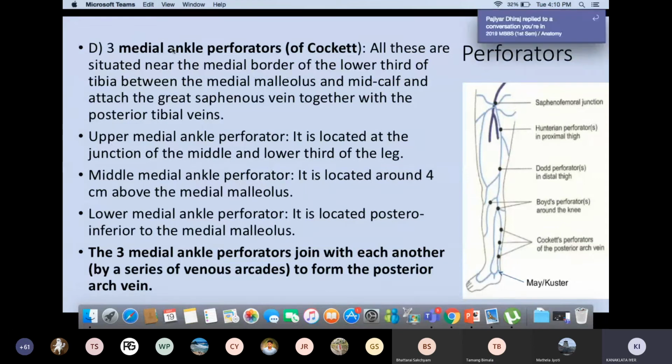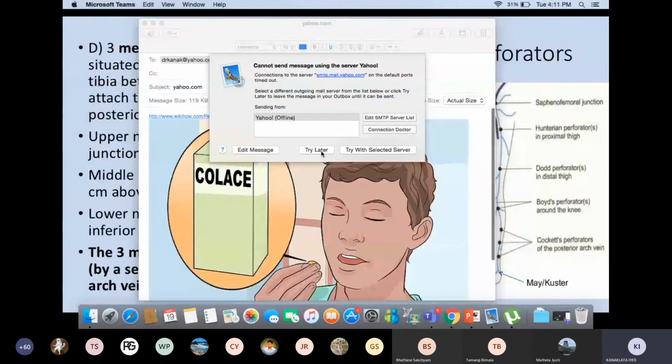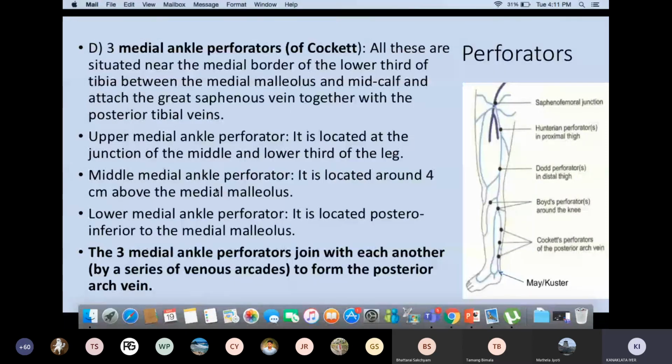So now the three medial ankle perforators, you can again describe as upper medial, middle medial and the lower medial. Now the lower medial is located posteromedial to the medial malleolus. So it will be here, medial malleolus, then the middle one, 4 centimeters above the medial malleolus. That is the second one, and the upper one is the third one, lying just above the junction of the middle and inferior third of the leg.